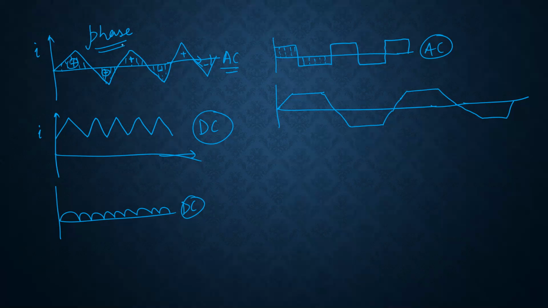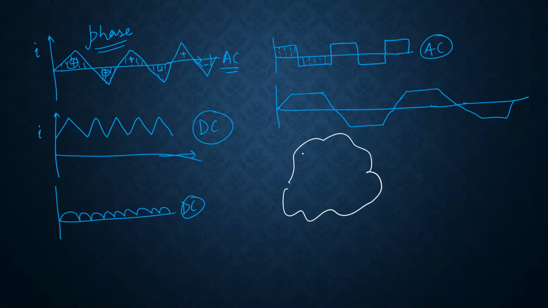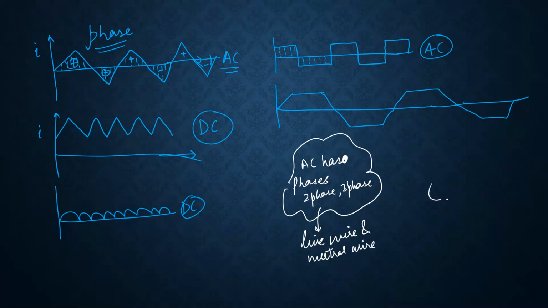Now, what is the second difference I understood? The second difference I understood is: AC has phases. It could be 2 phase, you must have heard of 3 phase, these kinds of phases. And in this there is only a live wire and a neutral wire, whereas in DC we have 2 terminals. What do we have? We have 2 terminals.